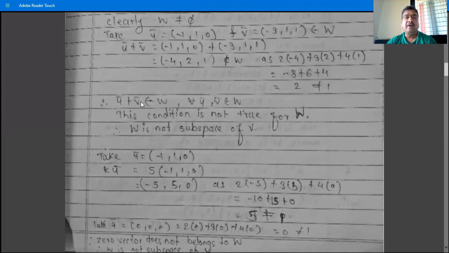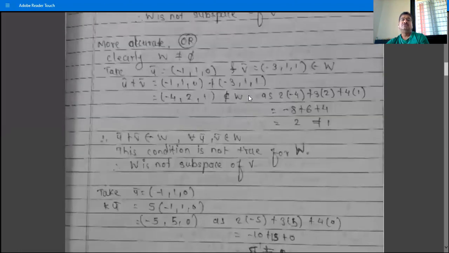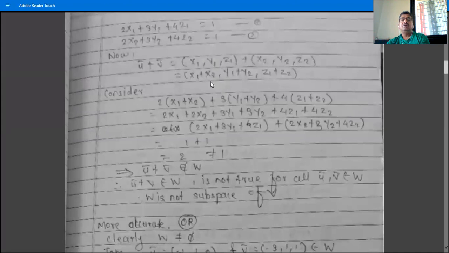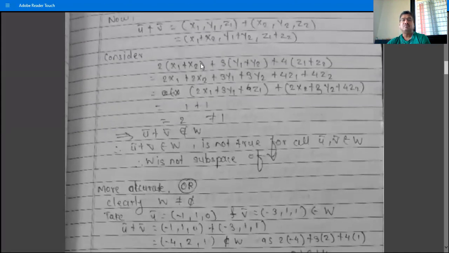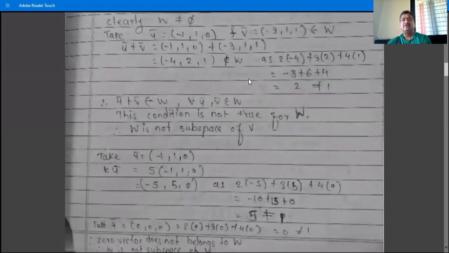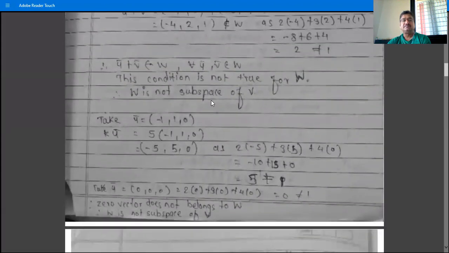And therefore (-4, 2, 1) does not belong to W, and therefore U bar plus V bar belonging to W for all U bar and V bar in W is not true. This condition is not true for W, and therefore W is not a subspace of V. So we can give the proof that the addition of two elements of W does not belong to W like this, by using a counterexample.